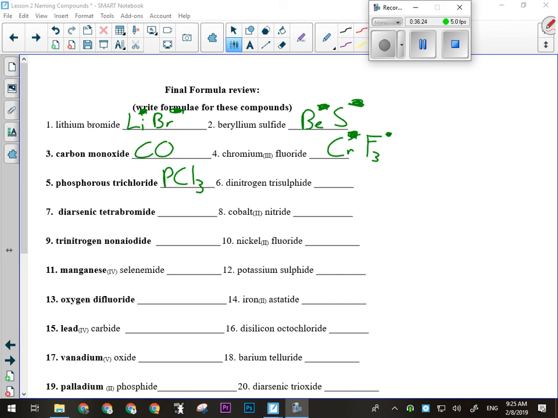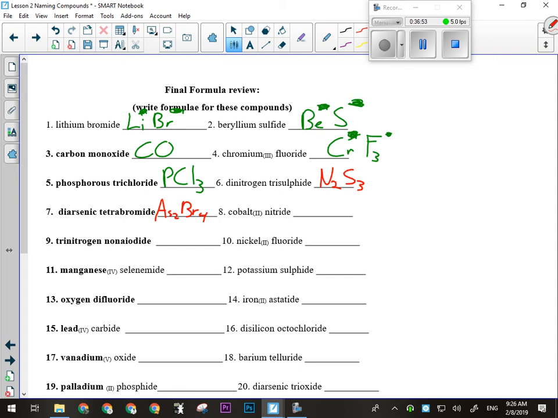All right, so for number 6, we've got dinitrogen trisulfide. So it's molecular because it's got prefixes and 2 nonmetals. Di means there's 2 nitrogens, tri means there's 3 sulfides, so N2S3 is what we're looking at there. Number 7, we got diarsenic tetrabromide. So we got 2 arsenics, which is As, right? So we have As2 tetrabromide.